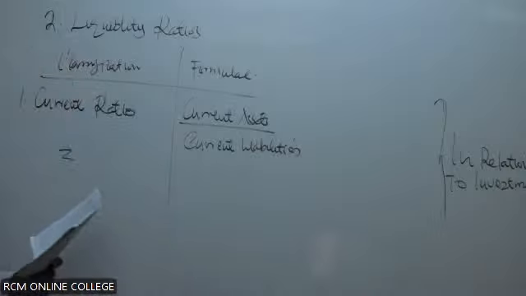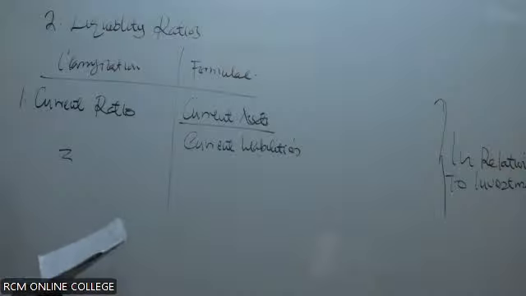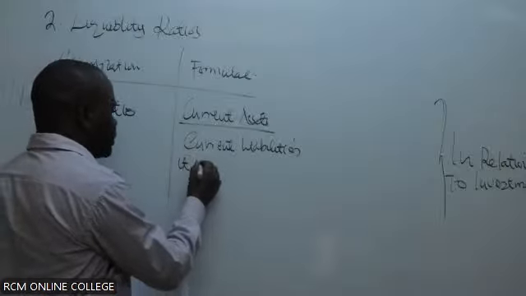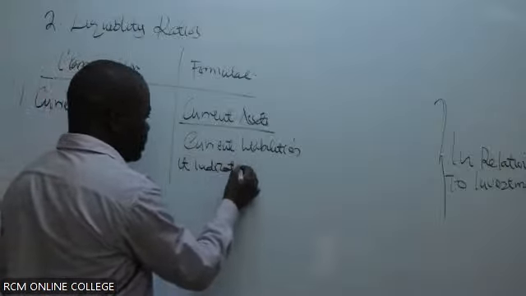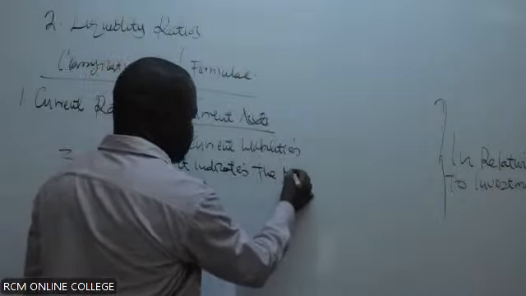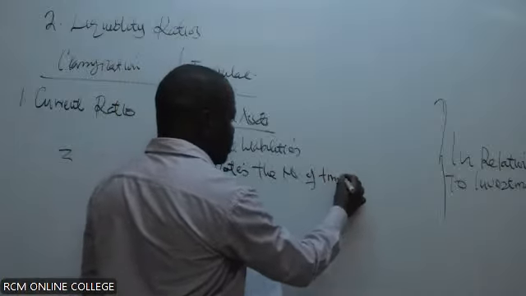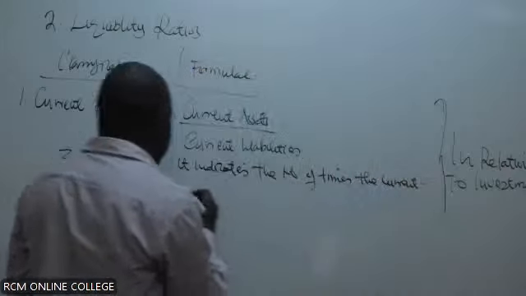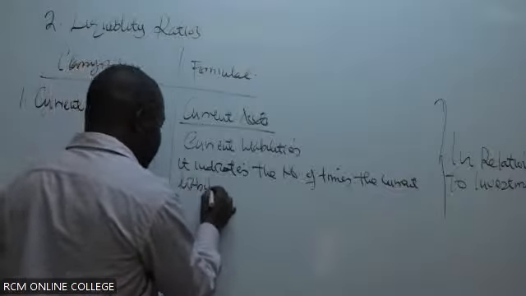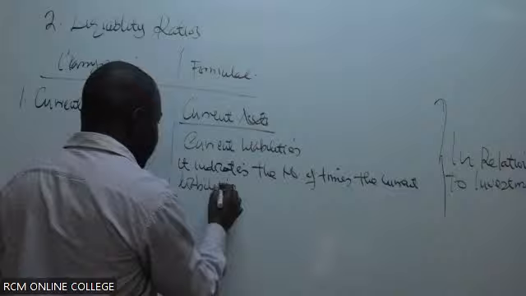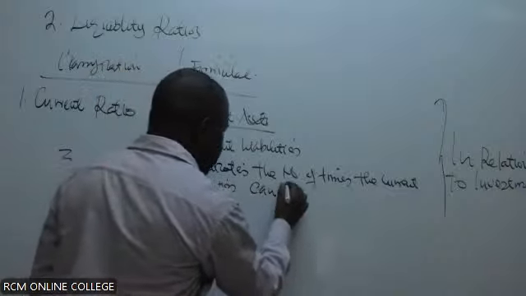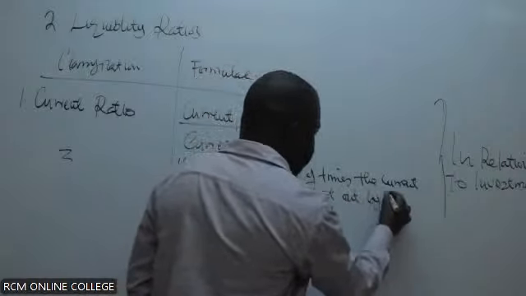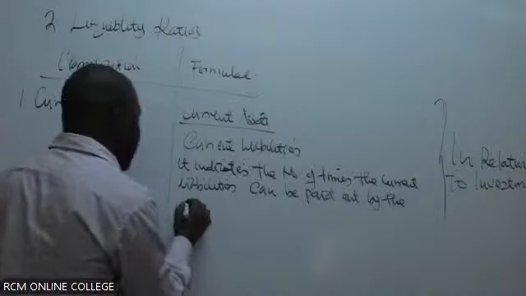So it indicates the number of times current liabilities can be paid out by the current assets.